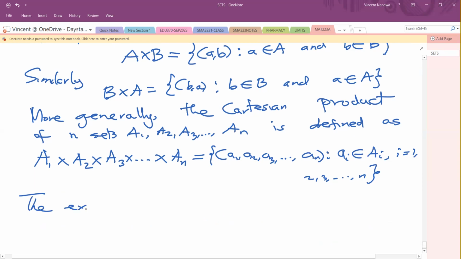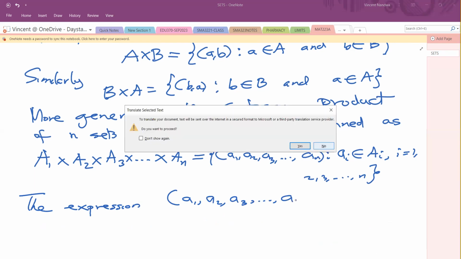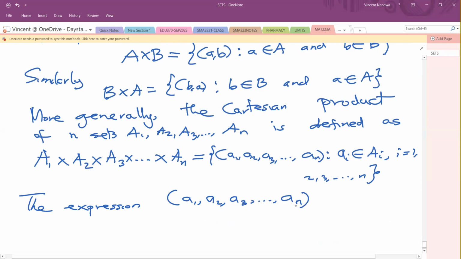The expression, please note that as I told you from the start, these things are very sensitive to the notation. So don't replace these curved brackets with curly brackets. We'll be actually having a different interpretation. It's called an ordered n-tuple.